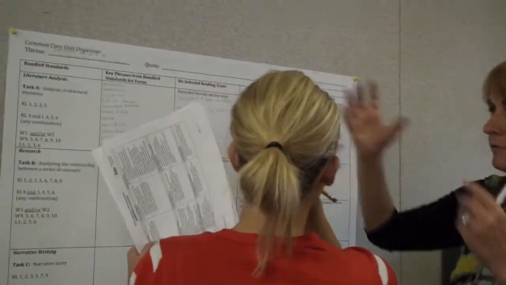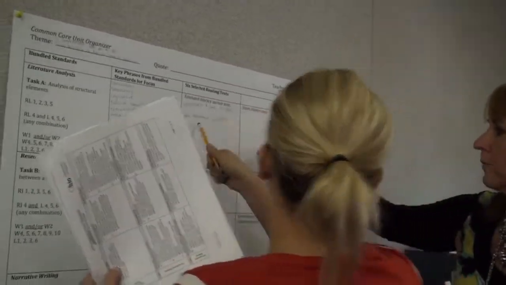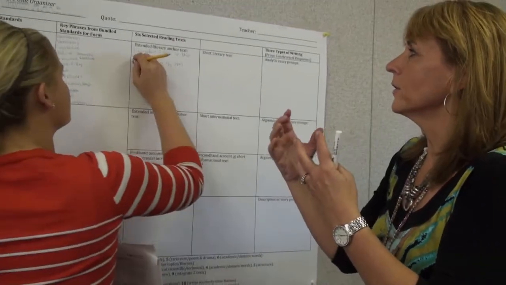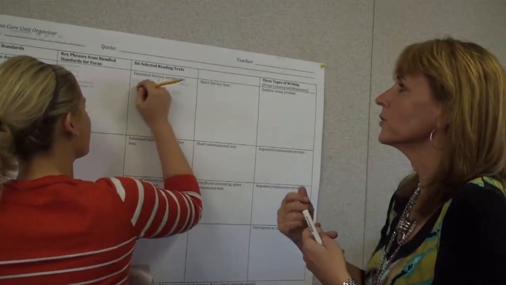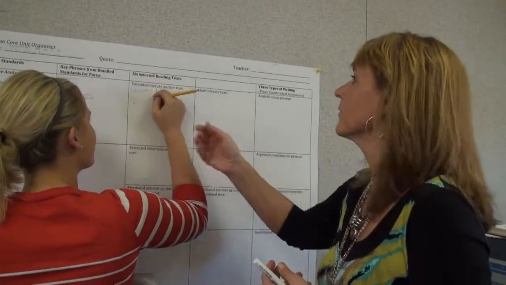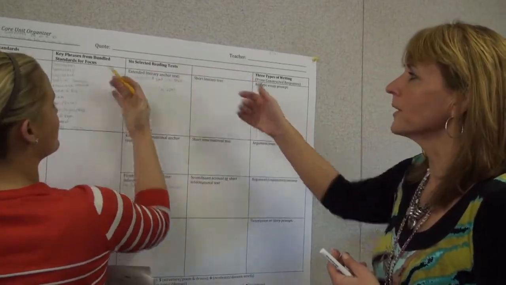Extended means that it's going to have to be something of substance. This is going to be short and informational, because it's only a couple pages. So this needs to be an anchor text that you're referring back to, whatever you're doing here. The results: the citizenship and government in Ohio.